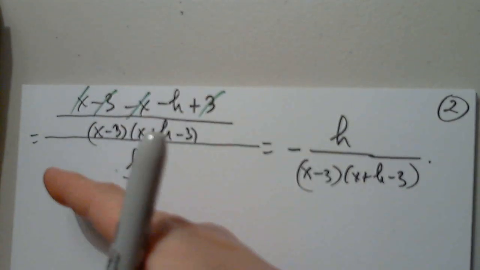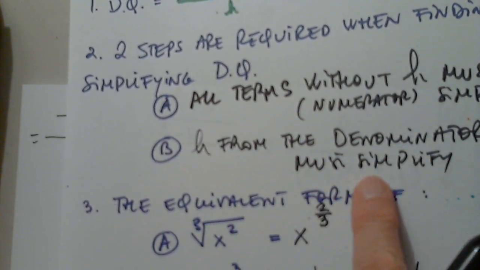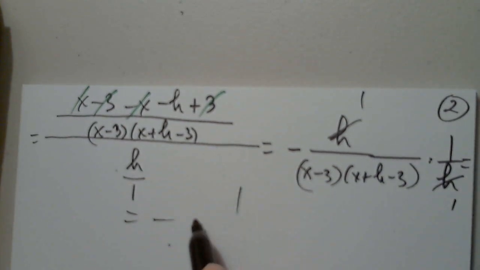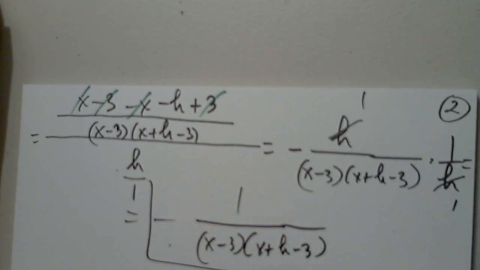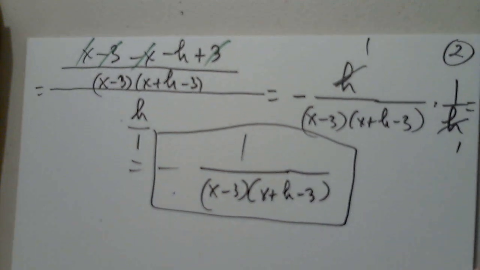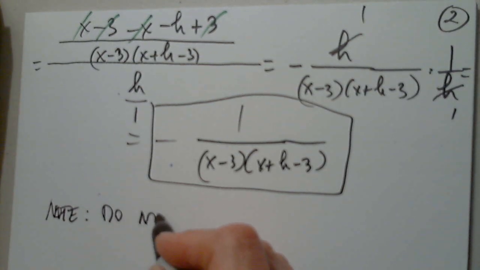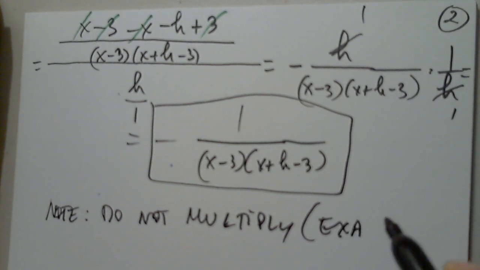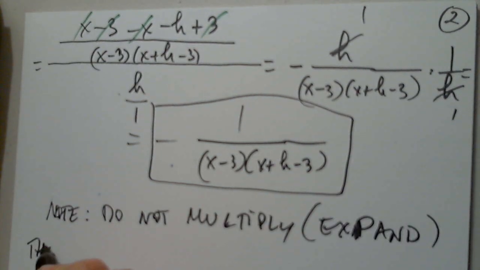And I have to flip, because I'm dividing, so I multiply by the multiplicative inverse of the denominator. H from the denominator must go away. Yes, of course. It does. So negative 1 over x minus 3, x plus h minus 3. Do not multiply the factors in the denominator. Do not distribute here. Note again, do not multiply or expand, in other words, the factors in the denominator.